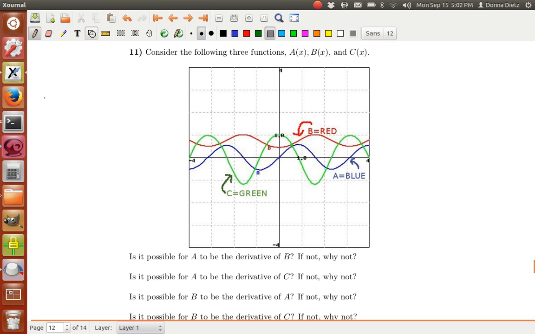So what you want to do is ask, is it possible for the following? Can a prime equal b? Can a prime equal c? Can b prime equal a? Can b prime equal c? Can c prime equal a? And can c prime equal b? So 2 of these relationships have to be true, and 4 of these relationships have to be false.